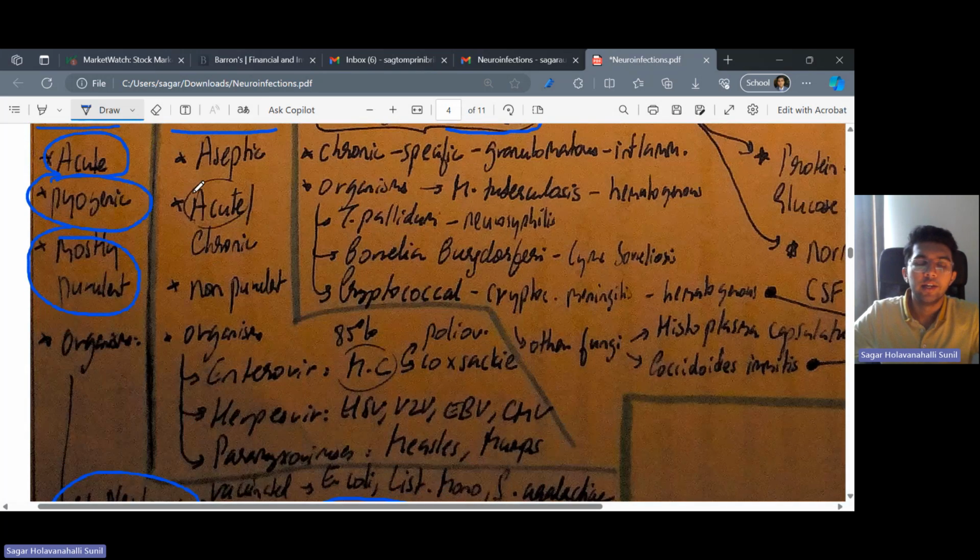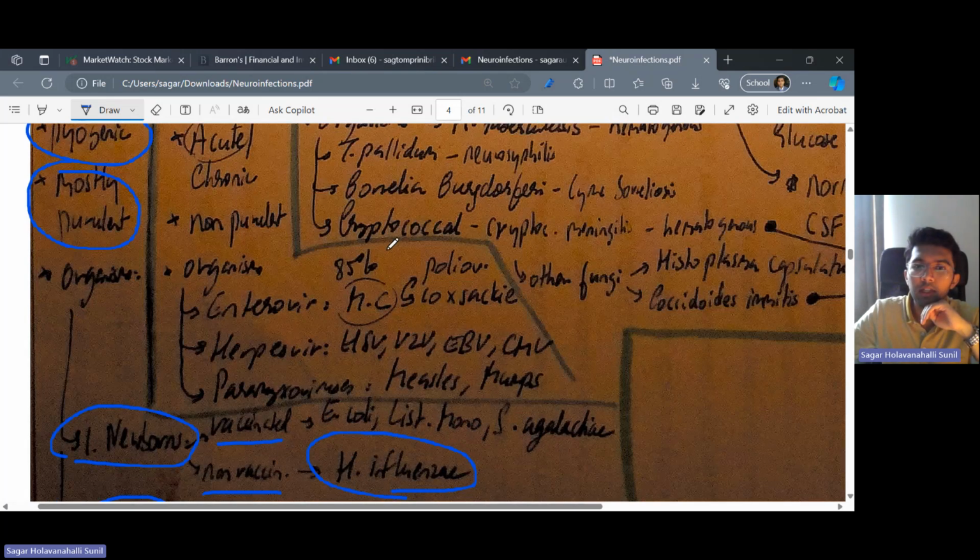Now, in viral, it can be acute, but mostly it's chronic. So it takes some time for the symptoms to actually develop. It is non-purulent and it's aseptic. Organisms, most commonly poliovirus and Coxsackie virus. Infection with herpes virus is very common. However, for meningitis and meningoencephalitis to occur, not so much.